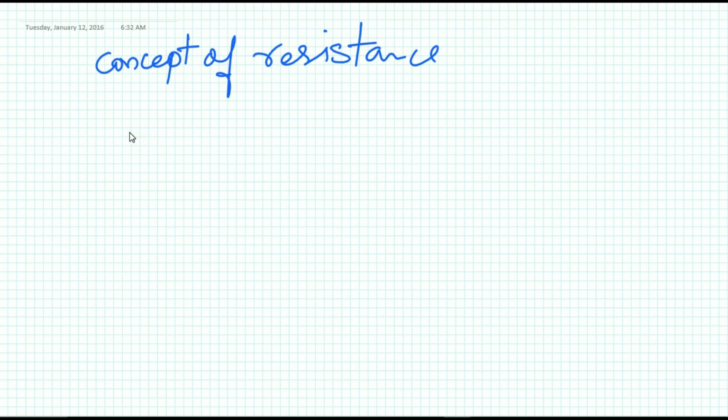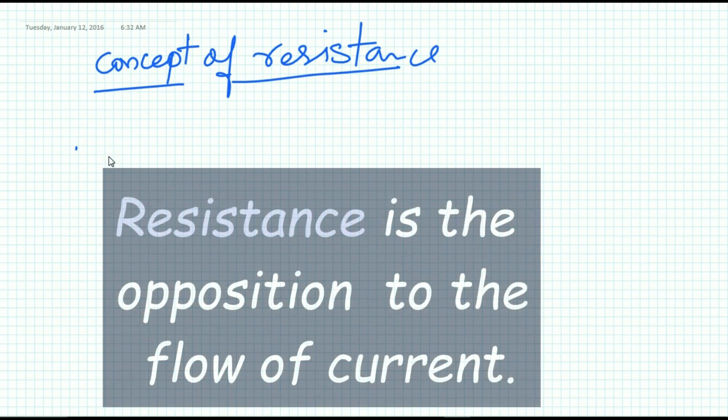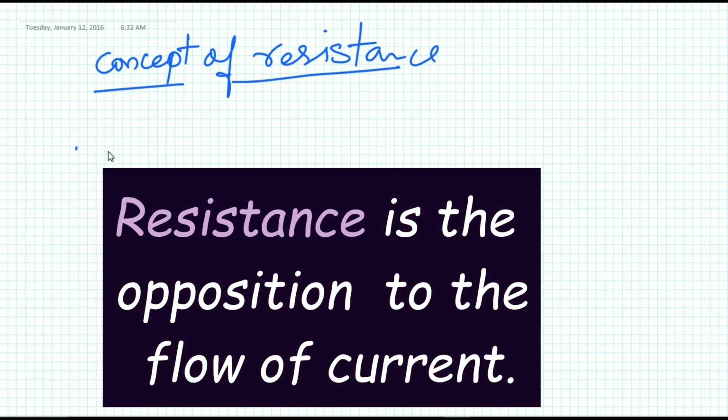I'm not going to make a very big story of resistance, but mind me students, it is important to understand the concept of resistance, otherwise you will face problems while reading the current electricity chapter, right? First of all, I am going to show what resistance is. Resistance is the opposition to the flow of current. This is the dictionary meaning of resistance.